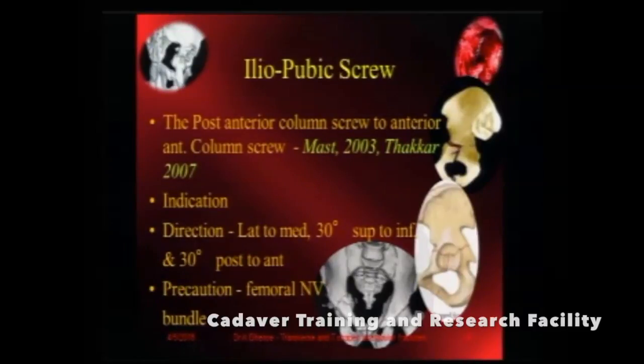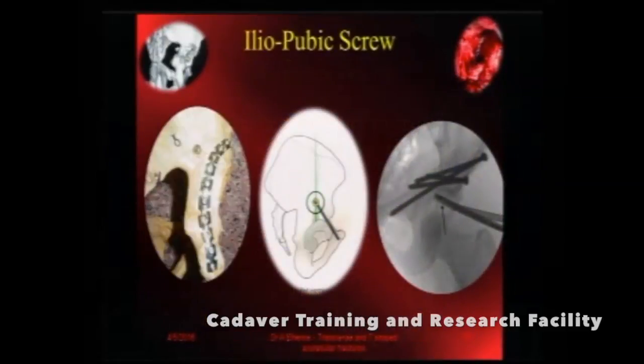So when I say iliopubic screw, the screw starts in the ilium, goes into the pubis, and this is a posterior to anterior column screw. Its direction is lateral to medial. It goes superior to inferior, and you have to be careful of putting this into the femoral neurovascular bundle, and the indications for them will be the T and the posterior column fracture, and that is how you will use the screw.